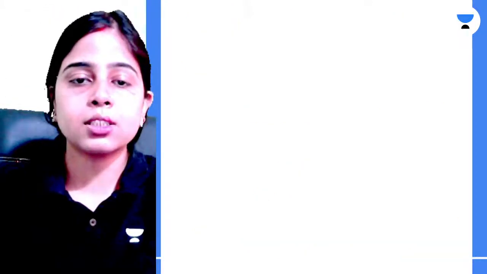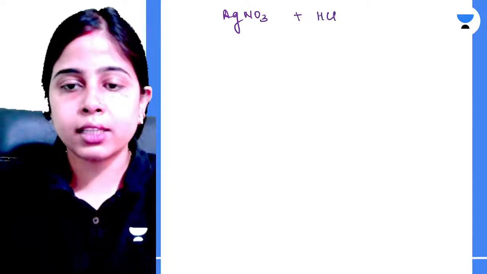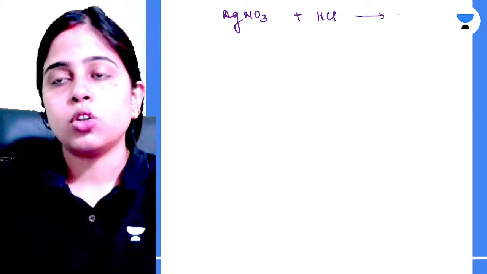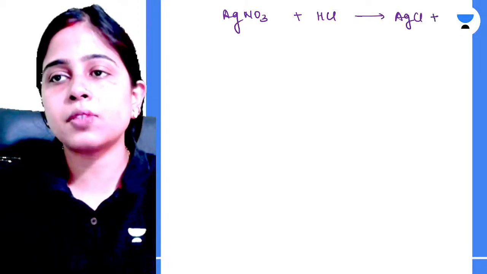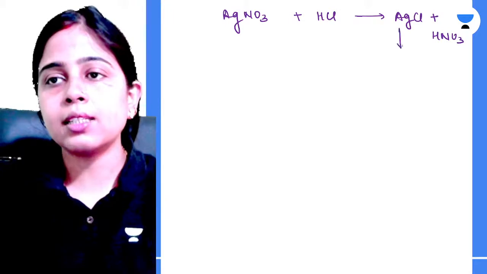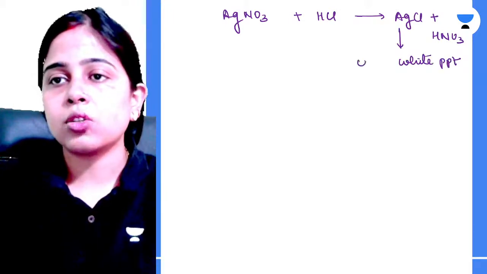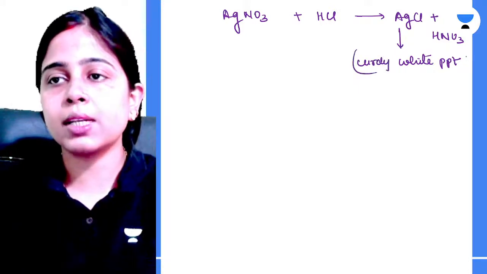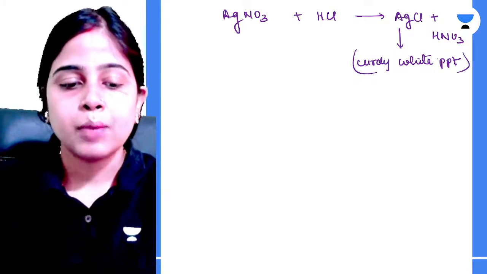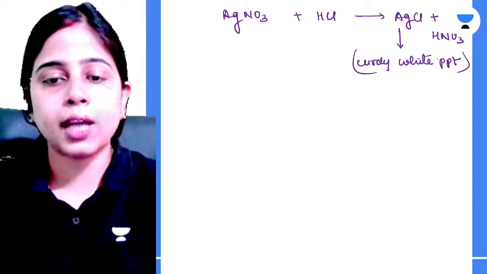One more reaction can be shown here. When your silver nitrate reacts with your HCl or NaCl to produce a white precipitate of silver chloride, and your HNO3 is produced. In this case, this is obtained as a curdy white precipitate. So this is also an example of displacement reaction, and most particularly, this is the example of your precipitation reaction.